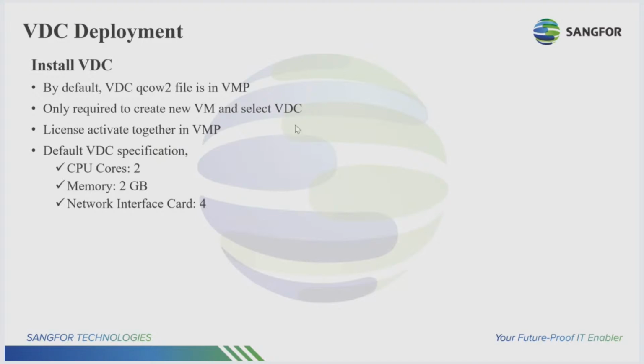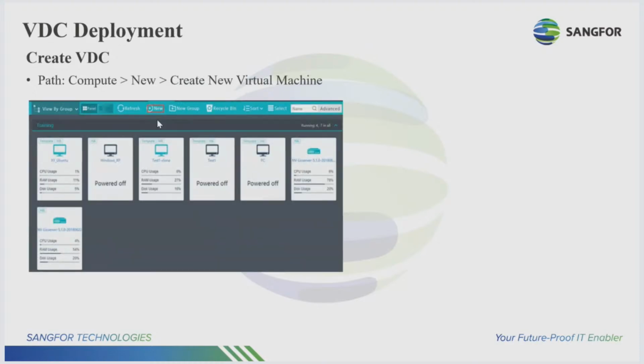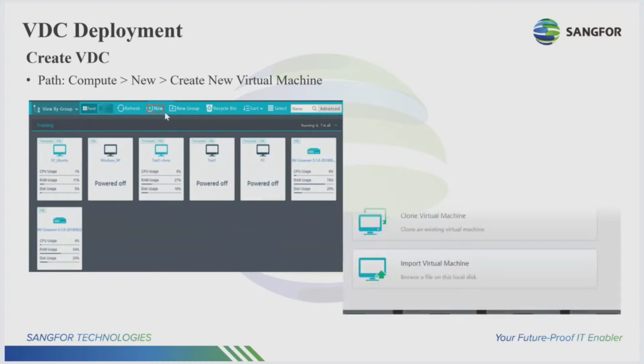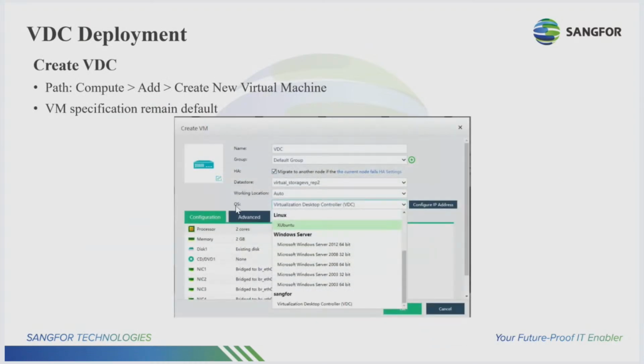Usually, if we deploy the software VDC, we just import the VDC files to the VMP. Okay, the default VDC specification is 2 cores, 2 GB, and 4 network cards. You can see the configuration. Here we click new, create a new virtual machine, and then we choose the operating system.